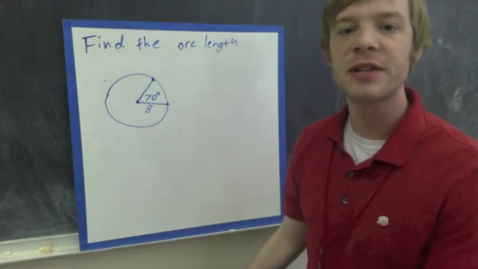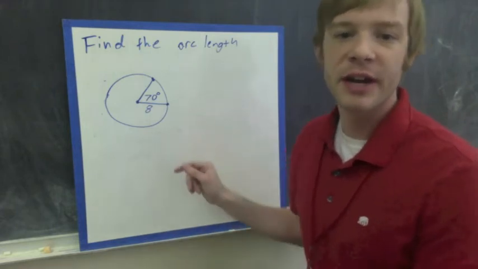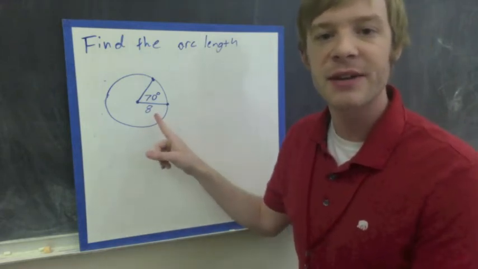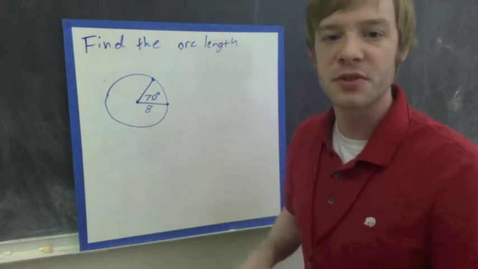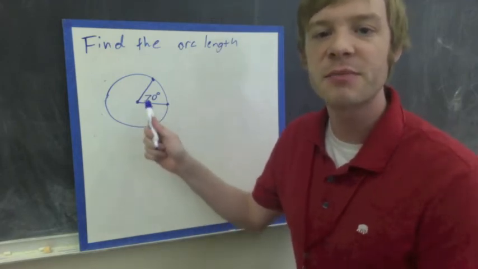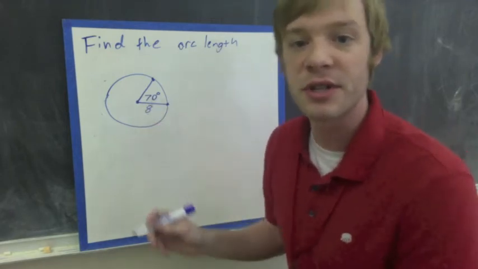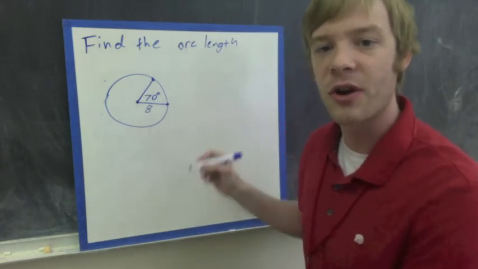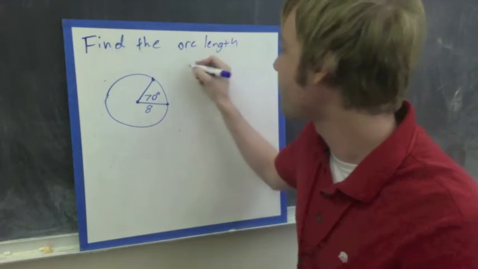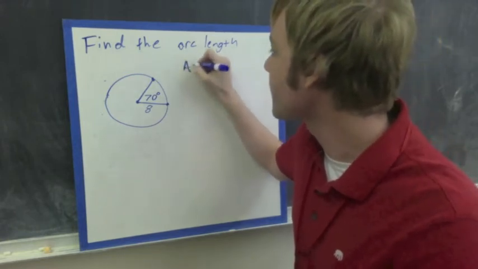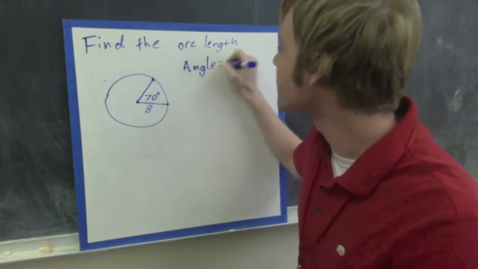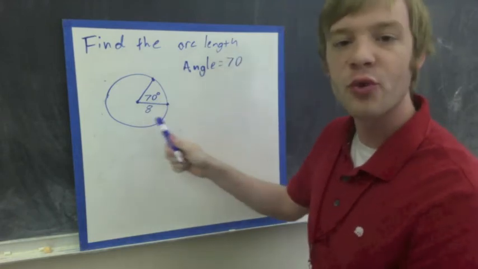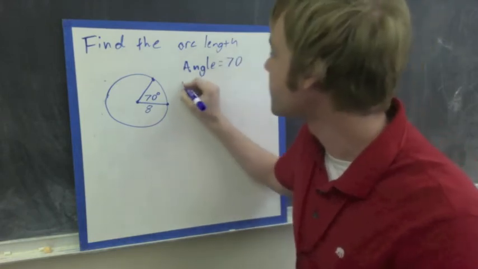Alright, so we're asked to find the arc length here, and we're given a diagram. We've got this 8 right here, which is our radius of the circle, and we've got this 70 degrees, which is the angle that we're looking at for our arc. So our angle is 70 degrees, and our radius is 8.